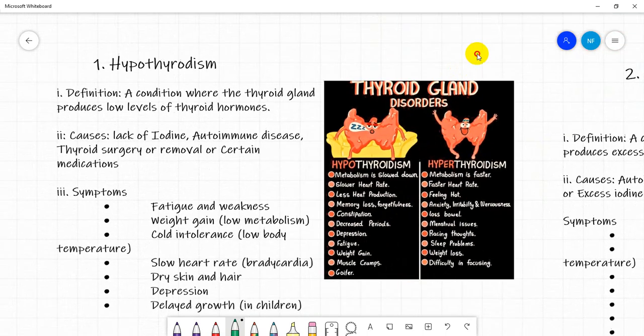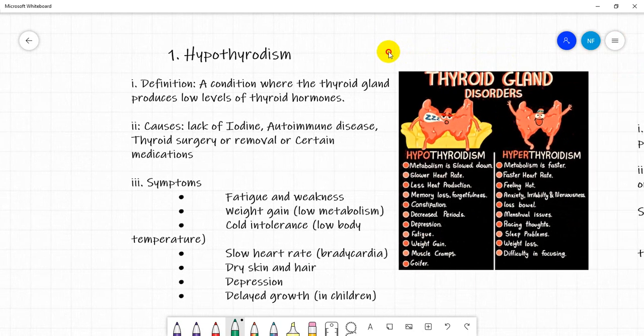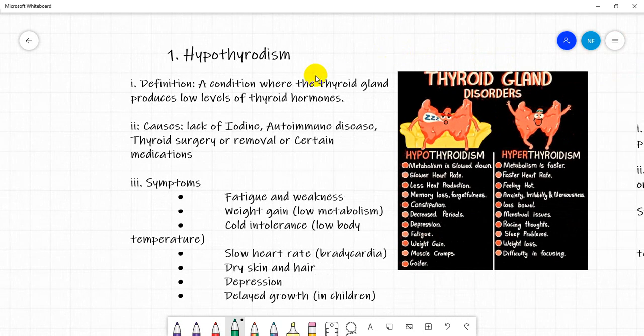So we will start with hypothyroidism, and then we will deduce from it the hyperthyroidism. It's a condition where the thyroid gland is producing low levels of thyroid hormone. The function of the thyroid gland is to produce the hormones T3 and T4, and T3 and T4 will be affecting many other organs. So if you are having a state of hypothyroidism, it means that our thyroid gland is not producing a sufficient amount of these thyroid hormones.